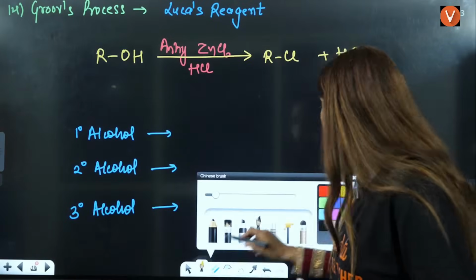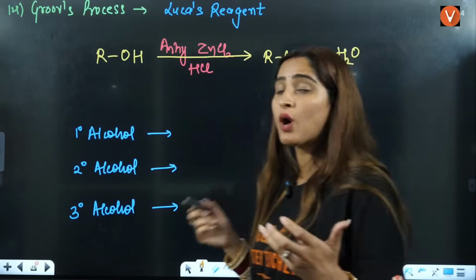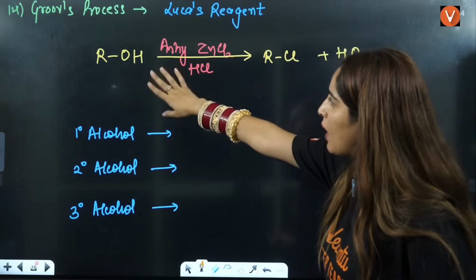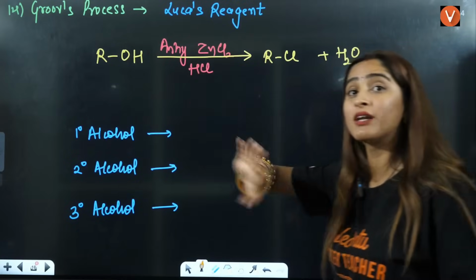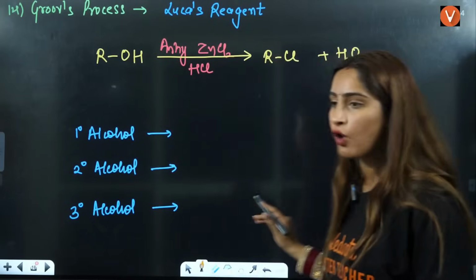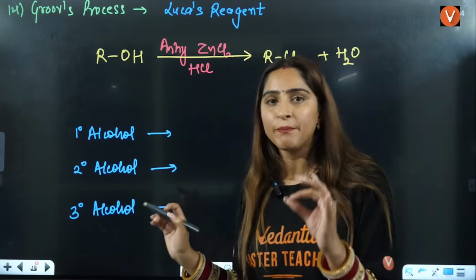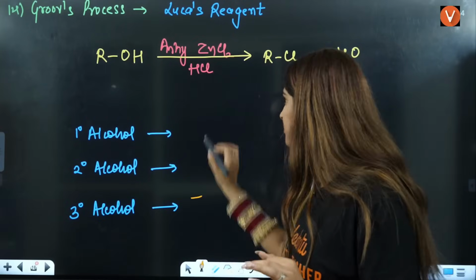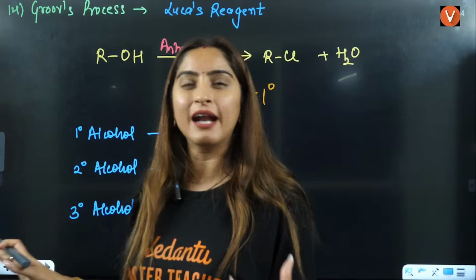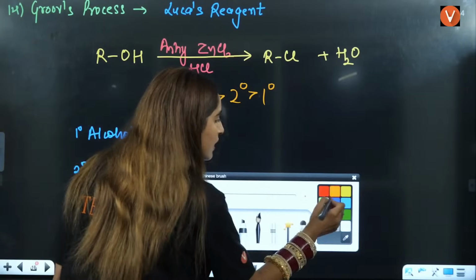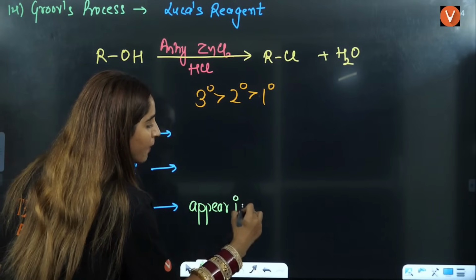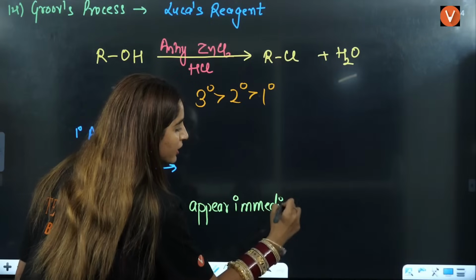Okay. Next is Groove's process, or usually we also name it as Lucas reagent. They are quite similar, right? So Lucas reagent is anhydrous ZnCl2 and HCl. This is to distinguish between 1 degree, 2 degree and 3 degree alcohols. If you talk about the rate of reaction, 3 degree alcohol reacts first. Basically, it forms turbidity and cloudiness. So what you will see here is that in 3 degree, the turbidity appears immediately.